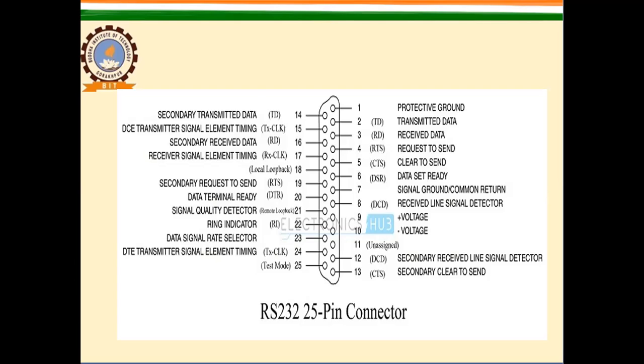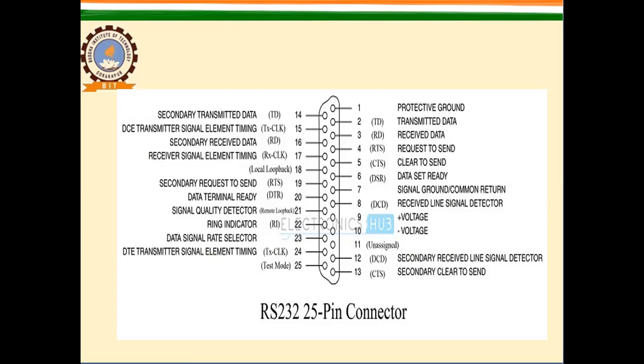Pin number 22 is the ring indicator. Pin number 23 is the data signal rate selecting pin. Pin 24 is the DTE transmitter signal element timing. And pin number 25 is used for test, for checking whether the connector is functioning well or not.